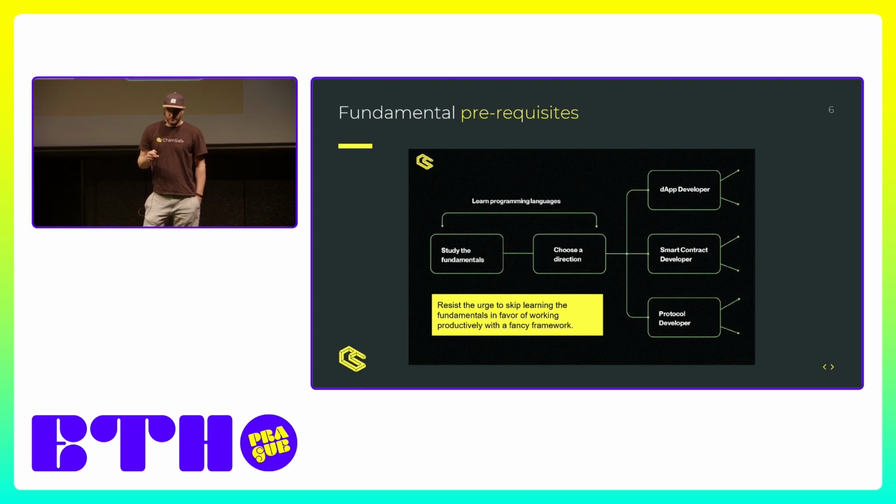Once you've done that, you can choose. Either you're more a front-end person, so that would probably direct you down the path of a dApp developer. Or you're more a back-end person, then you might want to write smart contracts. Or you're a systems-level engineer and that's second nature to you, then you would probably go and fiddle with the protocol stack directly.